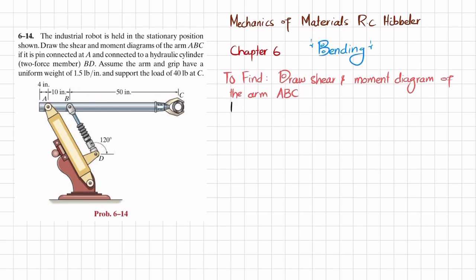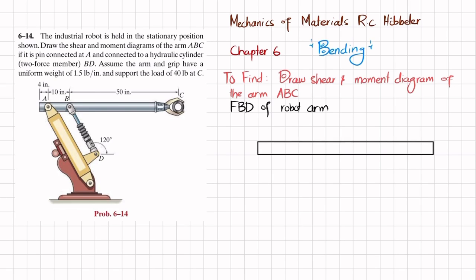First we will draw the free body diagram of the robot arm. We will consider it as a beam, like this. You can see that at point C you have a load acting downward, and this load is 40 pounds, and the weight of this arm is a uniformly distributed load of 1.5 pounds per inch. This will act downward. This is the uniformly distributed load.